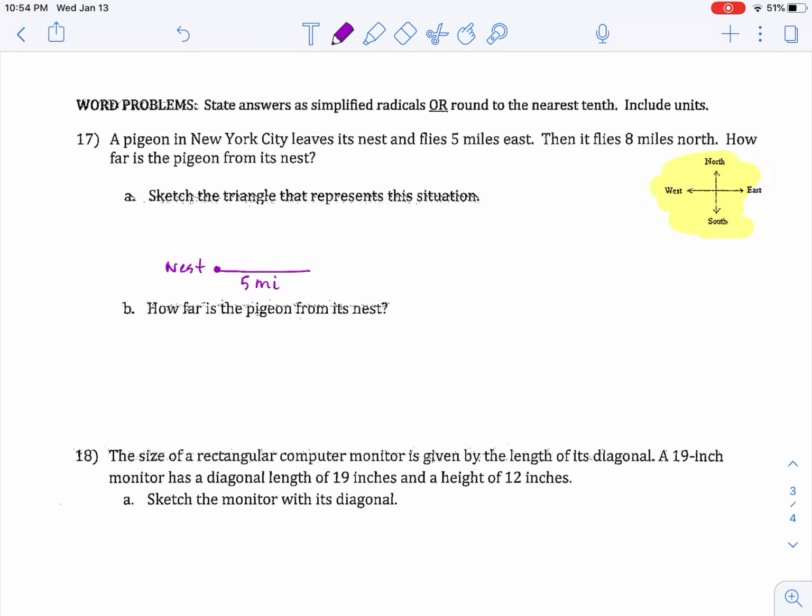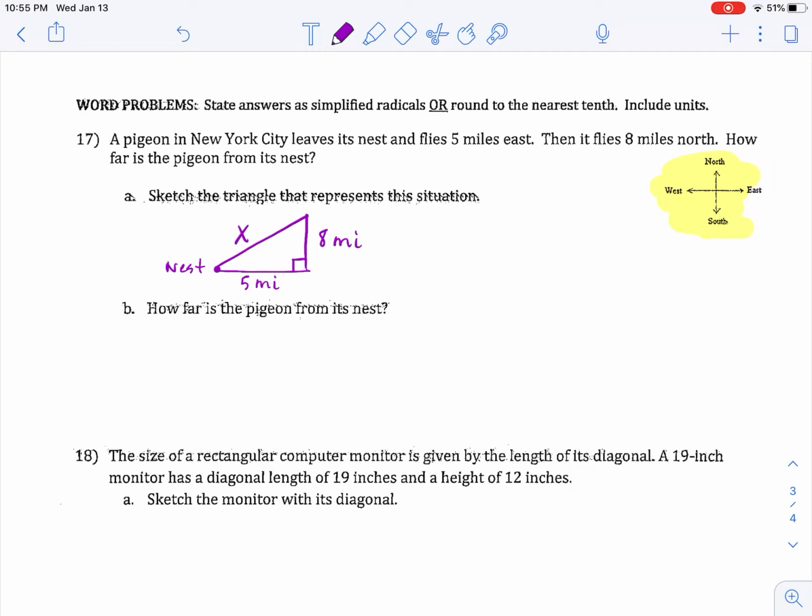And then he changed directions and started heading north. And so north again from our highlighted compass is heading up. And so that would be 8 miles heading up. And then we always want to build a right triangle. So far we do have 2 lines meeting at a right angle, but we want to finish off that triangle. And that will be your unknown. That's going to be your x because you don't have a number to put there. And that is representing how far the pigeon is from the nest.